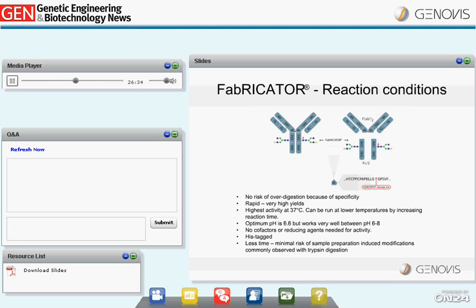And unlike papain, FabRICATOR does not need the addition of cofactors like cysteine to have catalytic activity. The enzyme can be directly added to the solution containing the antibodies. So basically, it works right out of the box. Taken together, these characteristics of the enzyme allow for short incubation times at neutral pH, which minimizes the risk of sample preparation-induced modification of the target, something commonly observed using trypsin digestion.